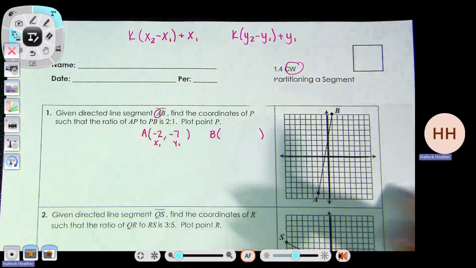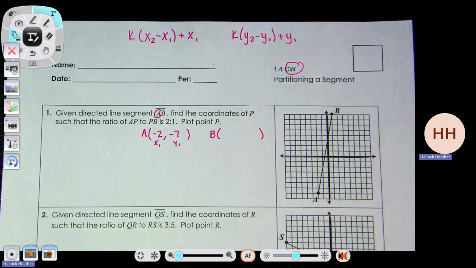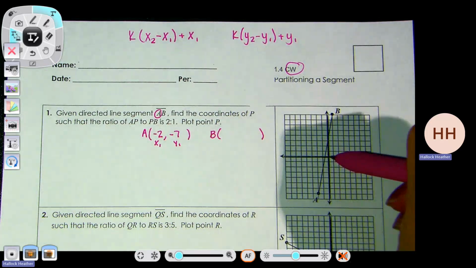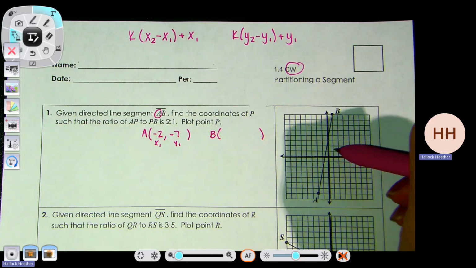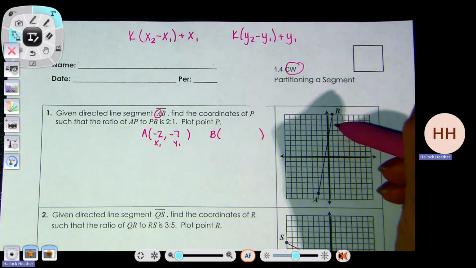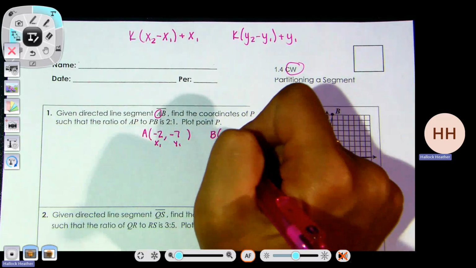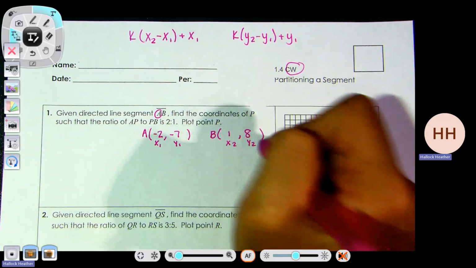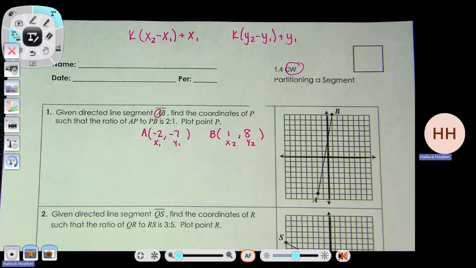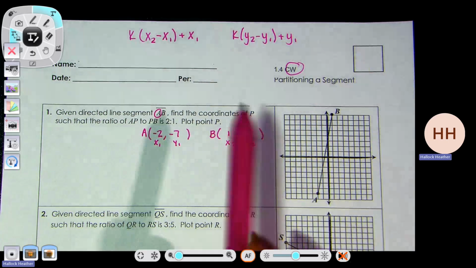And if I look at my graph from back in the day, starting at 0, 0, you go over 1, and then we have to go up 1, 2, 3, 4, 5, 6, 7, 8. So 1, 8. That'll be x2, y2. So they give you your 2 coordinate points. The only other thing that we need to find is k, and then we can plug everything into the formula. K is based on the ratio that they give me.